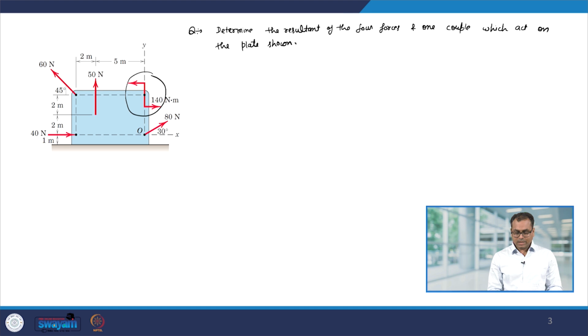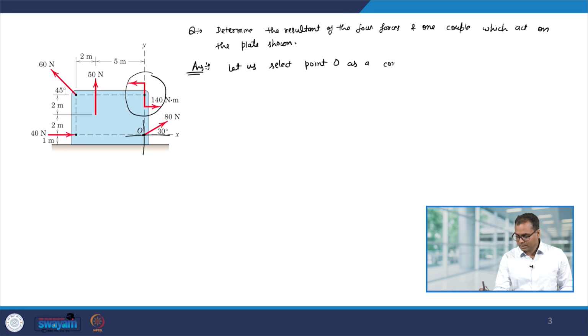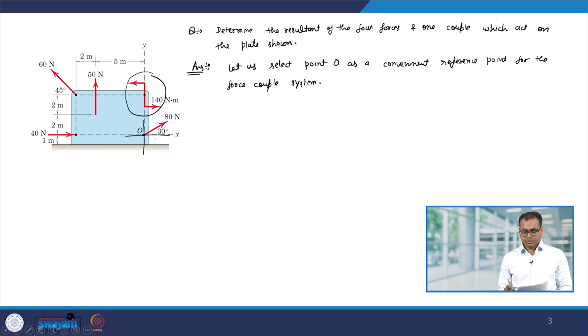Let us choose some convenient point about which we will calculate all the forces and moments. So, let us select point O as a convenient reference point for this force couple system. First, let us calculate all the forces acting on it and their x and y components.